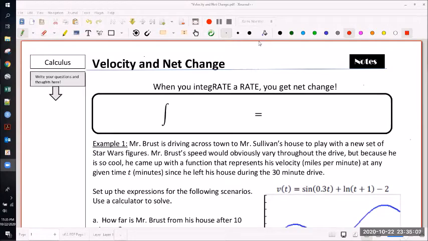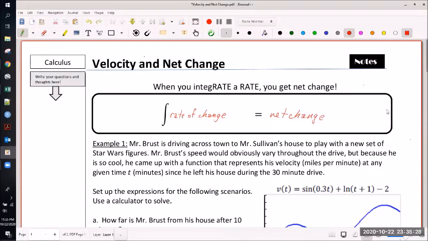Okay, in this video, we're going to talk about velocity and net change. So basically, it comes down to this formula. When you integrate any kind of a rate of change, what you'll ultimately get from that is the net change.